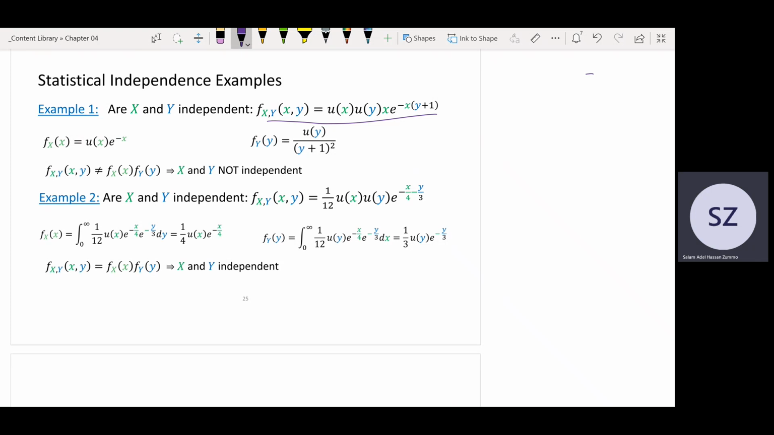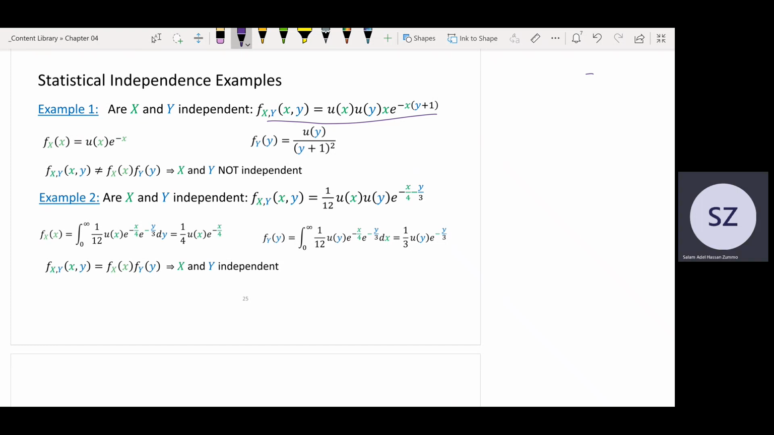Not all functions with exponentials can be decomposed by multiplying them together. Sometimes they are a bit complicated. What is the safest way to do it? Find the margins and check if you multiply the marginals, will you get the joint PDF? That's the way you do it.